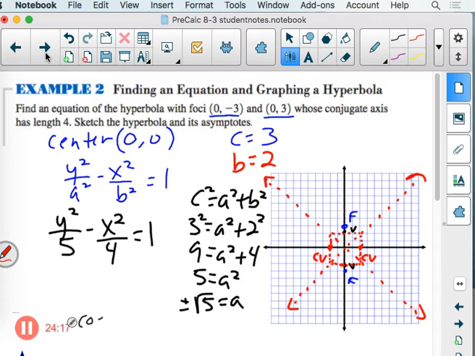Here's the other thing that people mess up on. If you didn't label your dots for your covertices versus your vertices, every once in a while somebody throws them the wrong way. So, which way was this one supposed to go? Vertical, up and down. Through the vertices, not the foci. Wraps around the foci.